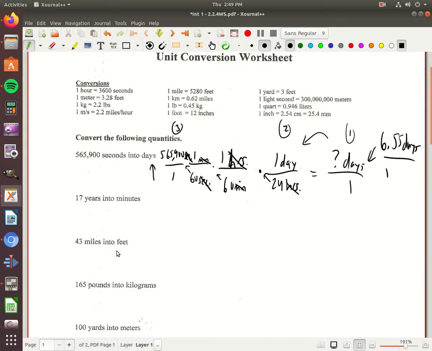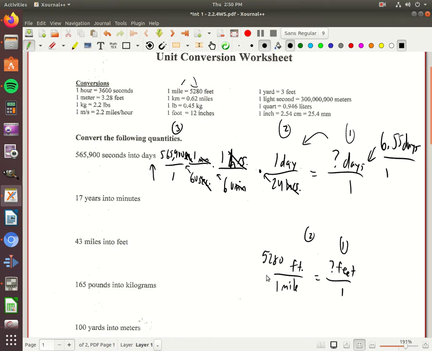43 miles into feet. So when I look at this one, I know that I want to end up in feet. So I'll put question mark feet. That's what I want at the end. And that means I need to start my conversion with feet on top. And how do I get from feet to miles? Well, I don't really know, but oh look, it's super easy. 5,280 feet is the same as 1 mile.